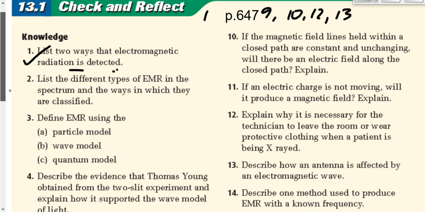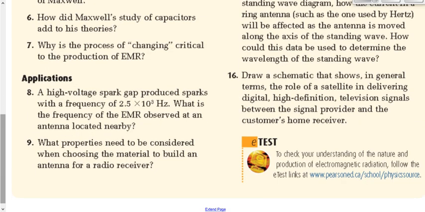Okay, number 9. 9 says, what properties need to be considered when choosing a material to build an antenna for a radio receiver? I would actually change this question to say, what property really needs to be considered? It's the biggest property that needs to be considered. It's got to be conductivity, right? The better the conductor, the better it's going to be. The size of it actually also matters, but it's the conductivity that they're really looking for here.